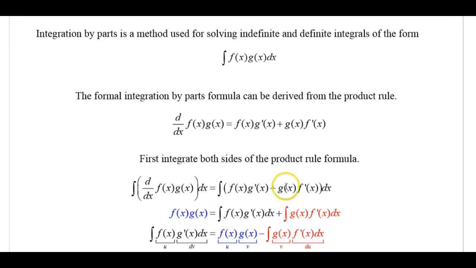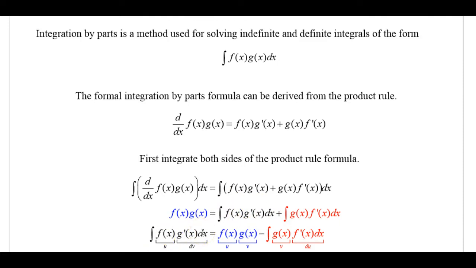Now when I integrate the right side, which is the integral of a sum, I can split that up. So I can do the integral of f of x g prime of x plus the integral of g of x times f prime of x. Now we're just going to do some rearranging. To get to the next line, I subtracted this red portion, the integral of g of x f prime of x, to the other side. So we have this blue portion, f of x g of x, minus the integral of g of x f prime of x dx is equal to this black portion, the integral of f of x g prime of x dx.